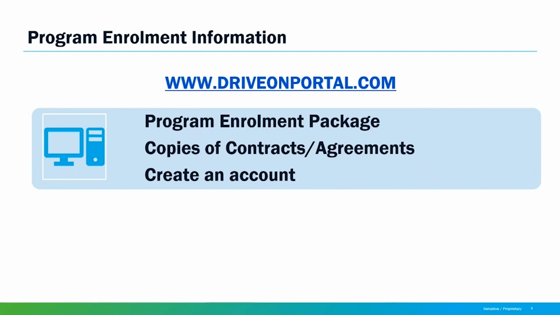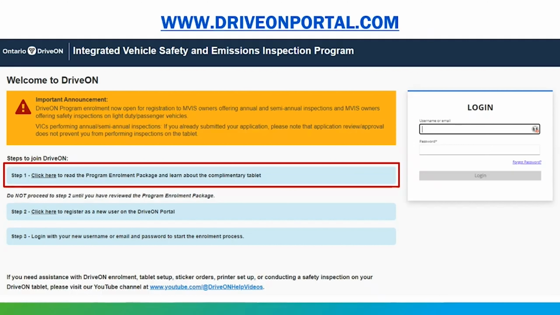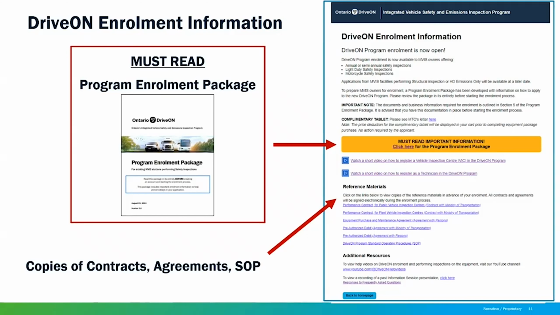Let's walk through how to access the enrollment information on the drive-on portal. Open the webpage www.driveonportal.com. On the landing page, you will see the 3 steps to join drive-on shown in the light blue bars. Click on Step 1 to read the program enrollment package and access other important enrollment materials. This will take you to the enrollment information page.